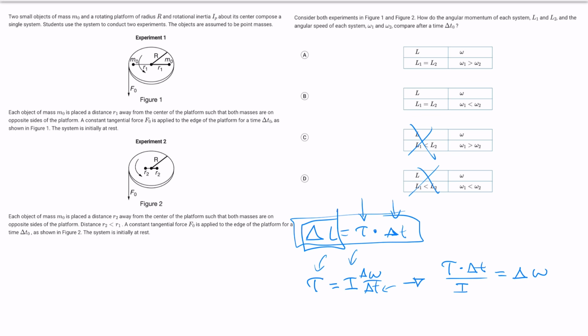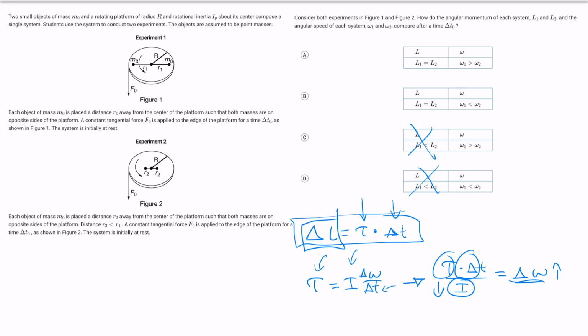I use that kind of logic in a lot of problems here. The only thing that's really different between these two experiments is that experiment 2 has a smaller moment of inertia than experiment 1. So if we lower our moment of inertia, as you can see, it's at the bottom of a ratio set equal to our change in angular velocity, then that means we're going to increase our angular velocity. So given the same torque and the same time, lowering moment of inertia increases what the final angular velocity is going to be.